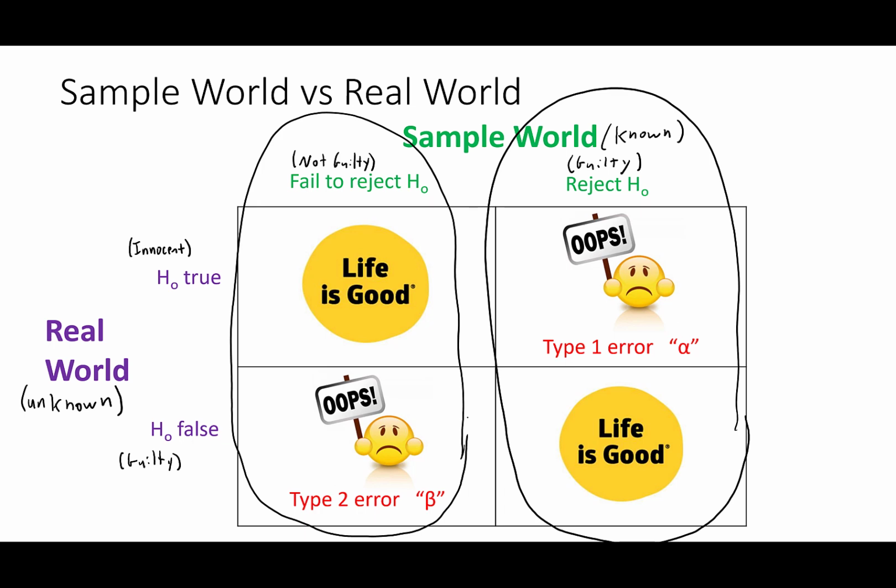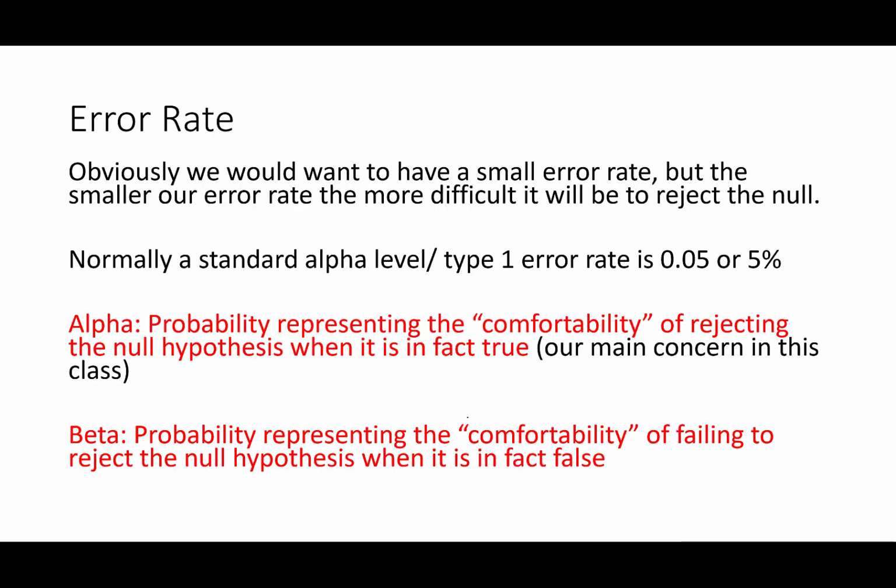So we have it in our notes. Let's look at a type 1 and a type 2 error. Now, alpha does not represent the likelihood of making a type 1 error. That's important to keep in our mind. It doesn't represent how likely you are to make it. What it represents is how comfortable are you making a type 1 error. How comfortable are you making that mistake? Beta represents how comfortable are you making a type 2 error.